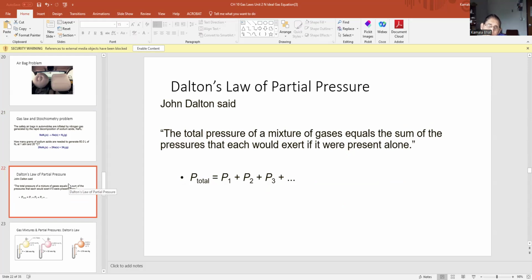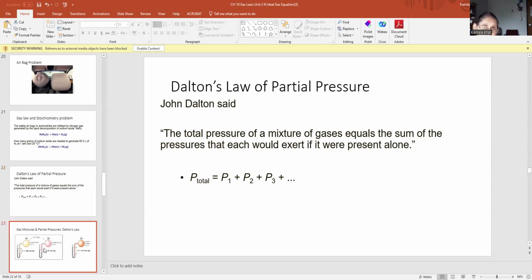Next is Dalton's law of partial pressure. The total pressure of a mixture of gases equals the sum of the pressures that each gas would exert if it were present alone. So basically what it says is P total is the sum of the partial pressures of the gases inside the container, on the assumption that the gases do not react with one another.